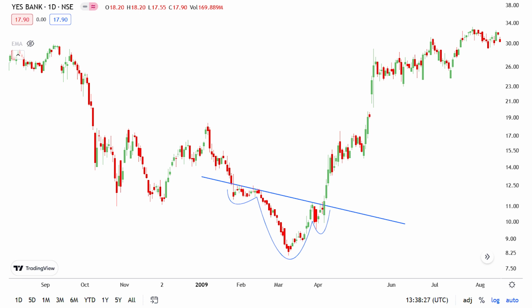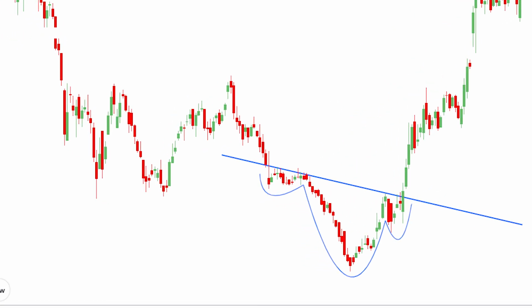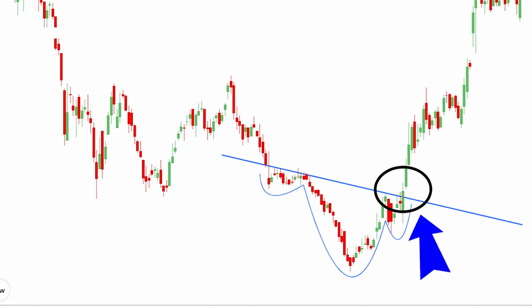This is the chart of Yes Bank. Here you can see the formation of inverse head and shoulder pattern with a small left shoulder, a big head and right shoulder. And when you connect the two highs, then you get the neckline. And when the price breaks the neckline, then the trend changes from a downtrend to an uptrend. And you can buy new position at this point.